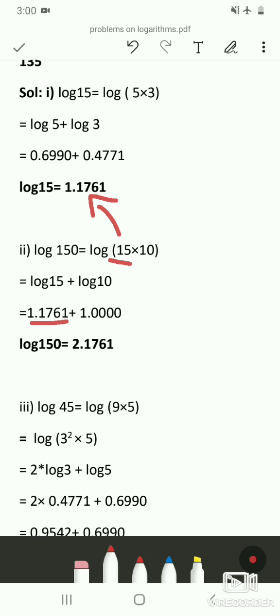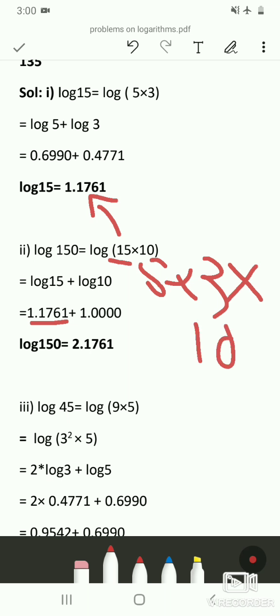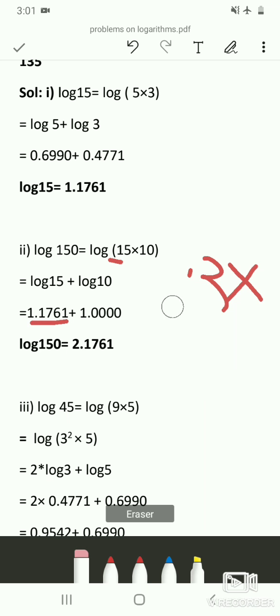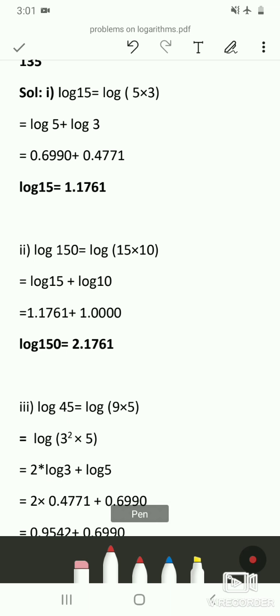If not, again 15 can be written as 5 into 3. So 150 can be written as 5 into 3 into 10. So then using the law you can write it as log of 5 plus log of 3 plus log of 10. So because we have already calculated log of 15, we have taken 150 as 15 into 10. So then add this term. So the answer of log of 150 is 2.1761.